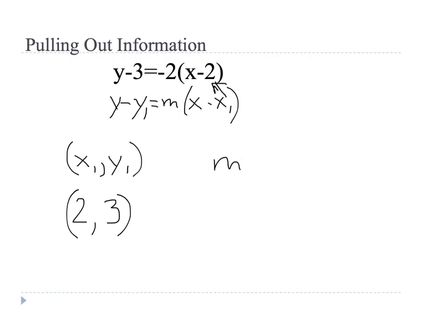The last thing that we need is our slope. We have our m here. What's replacing that m is negative 2. So m is negative 2. So we have our point, 2, 3, our x1, y1, and our slope, negative 2. Our m is negative 2.